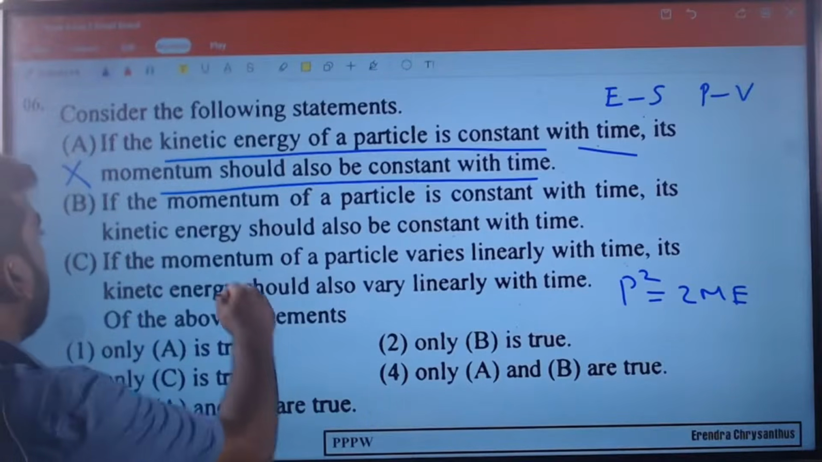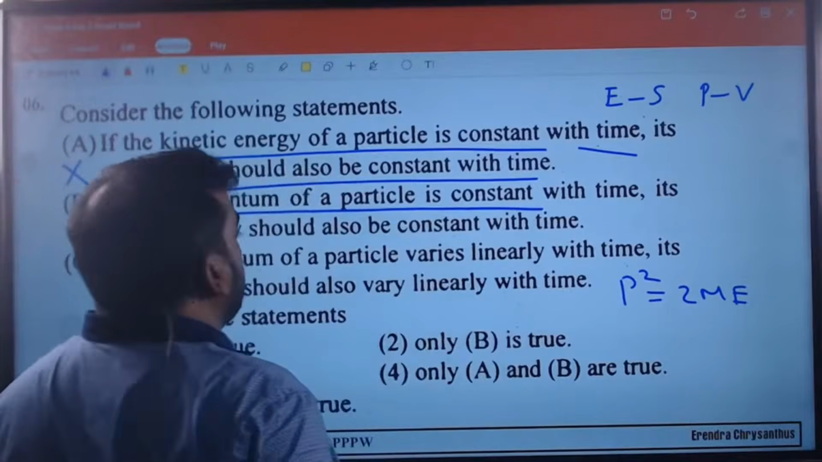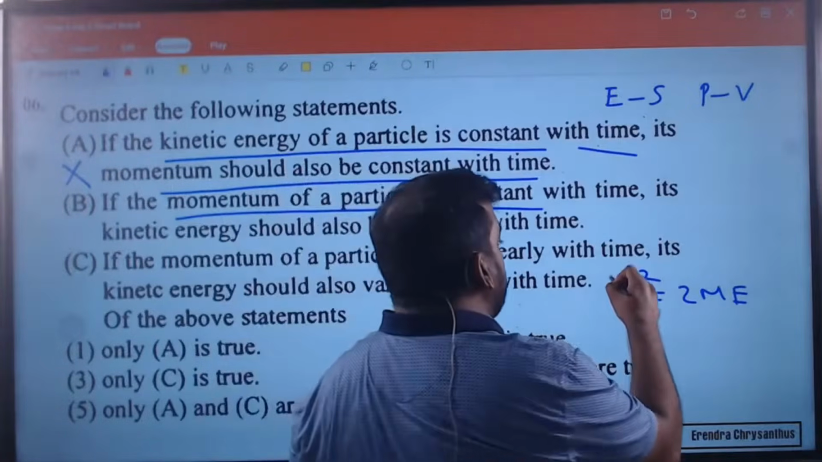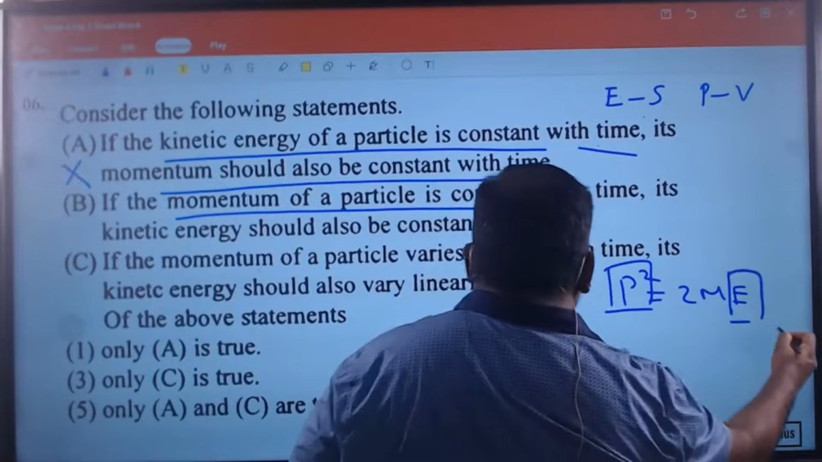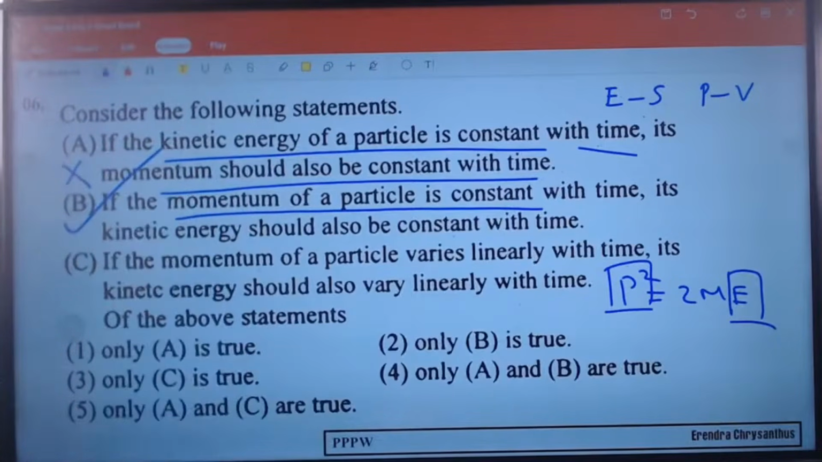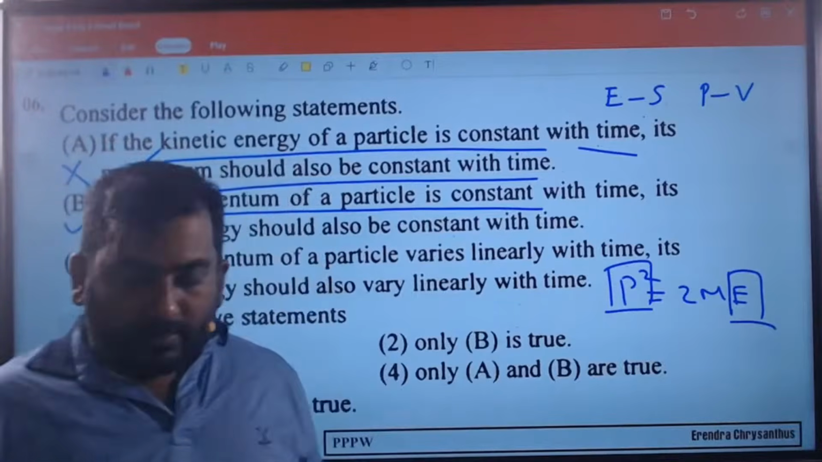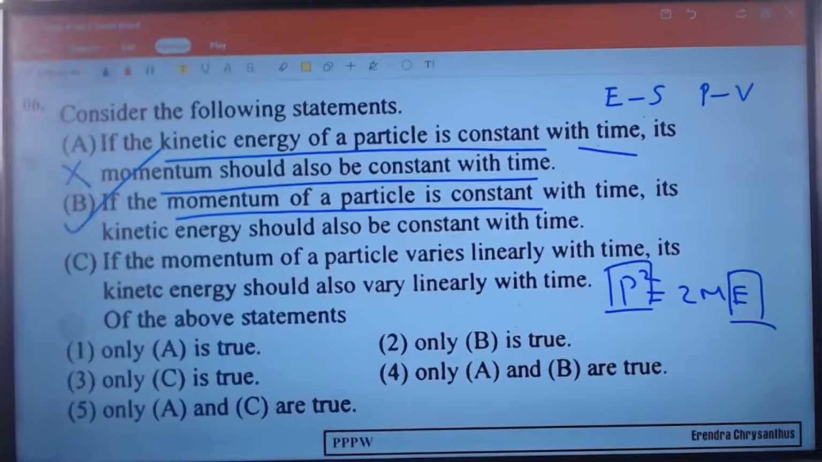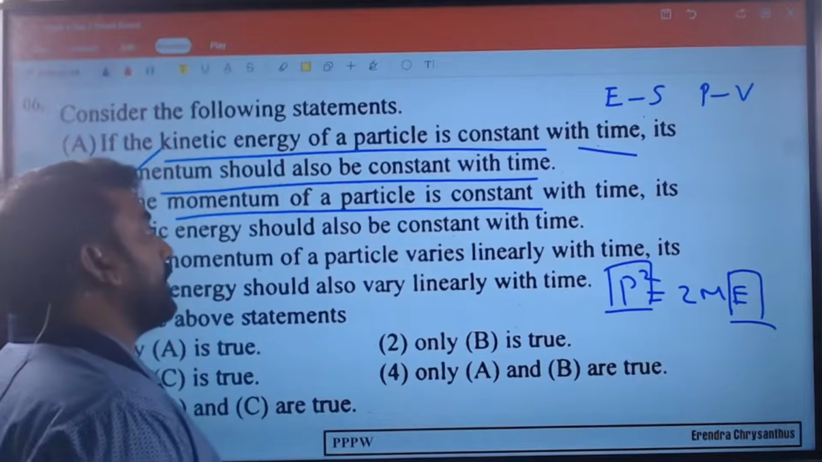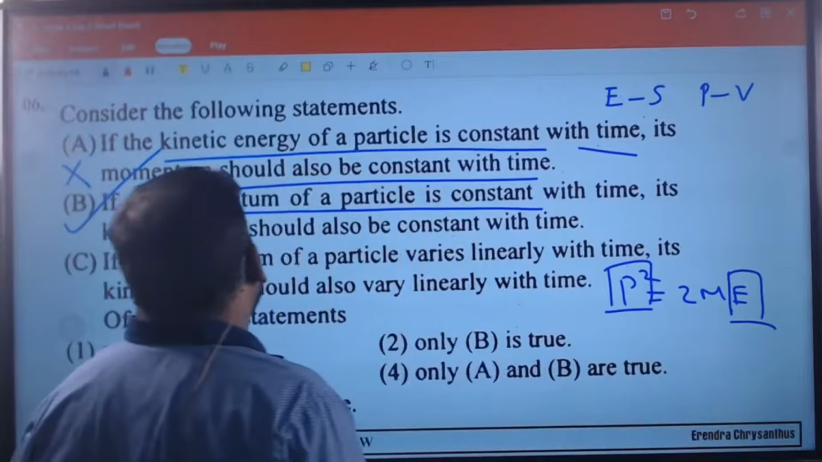If the momentum is constant, then the kinetic energy is constant. Momentum is constant means the direction is not changing, then kinetic energy is guaranteed to be constant. B is correct. If the momentum is constant, this means the direction is constant. Therefore, we can say the kinetic energy can be constant.